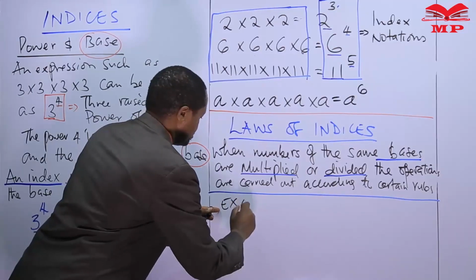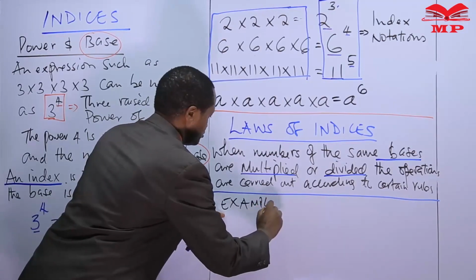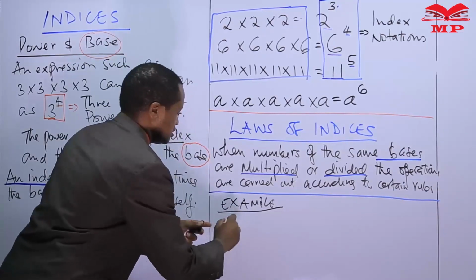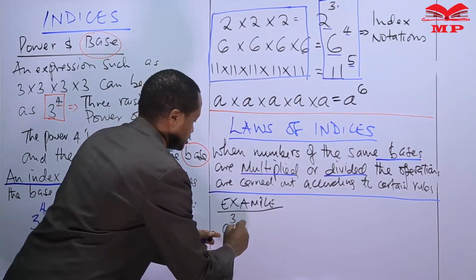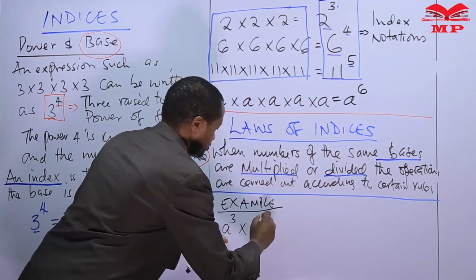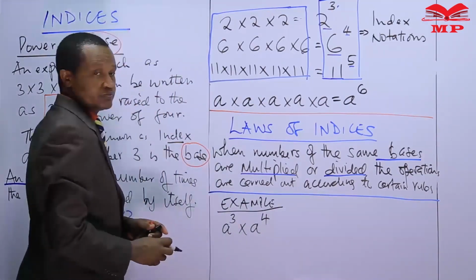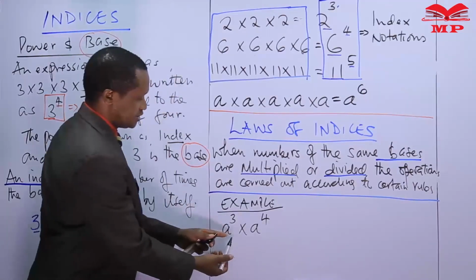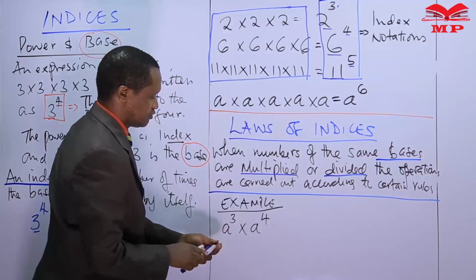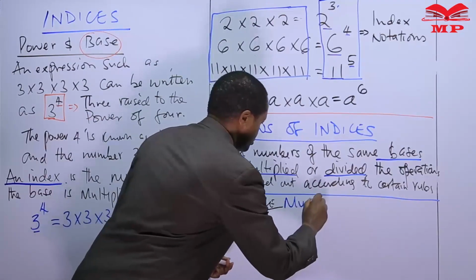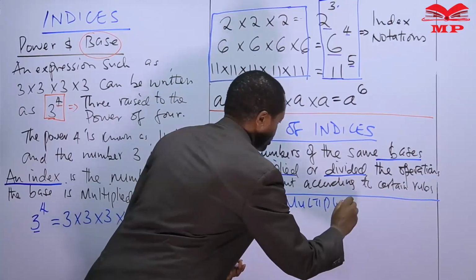Example here. A raised to 3 times A raised to 4. When you multiply, this is an example of multiplication.